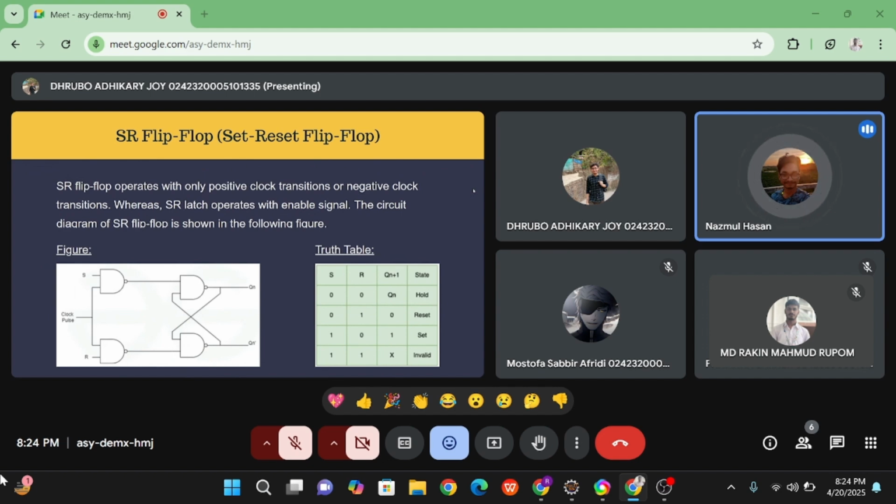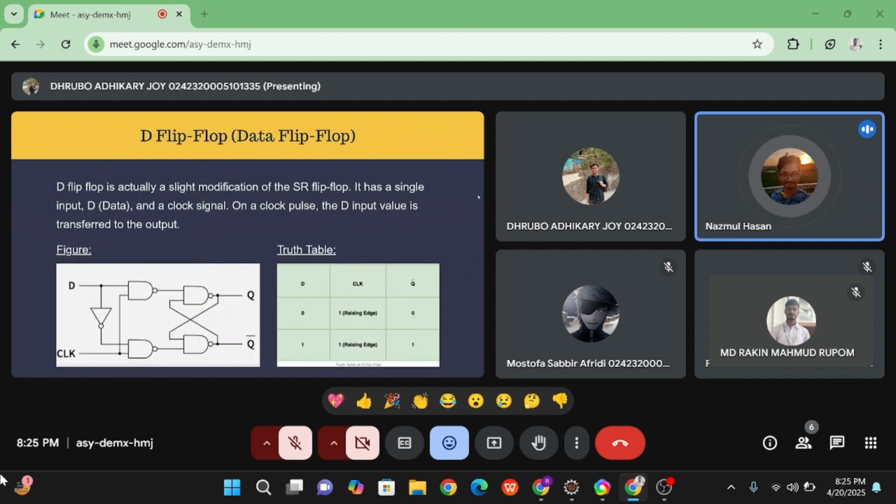When S is 1 and R is 0, the output becomes 1, that means it's set. When S is 0 and R is 1, the output becomes 0, that's reset. When both S and R are 0, the output holds the last state. But when both S and R are 1, it creates an invalid condition. It confuses the output.